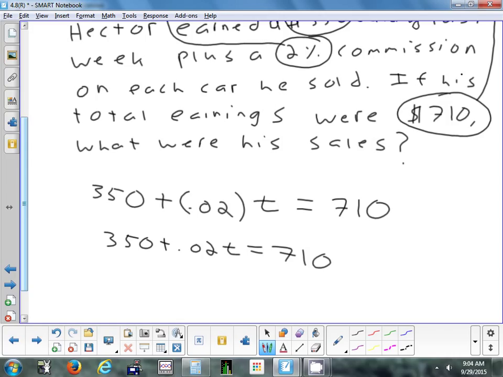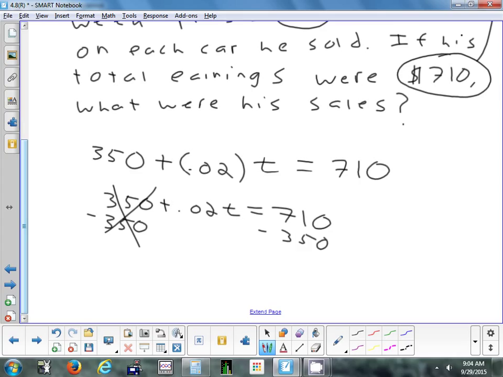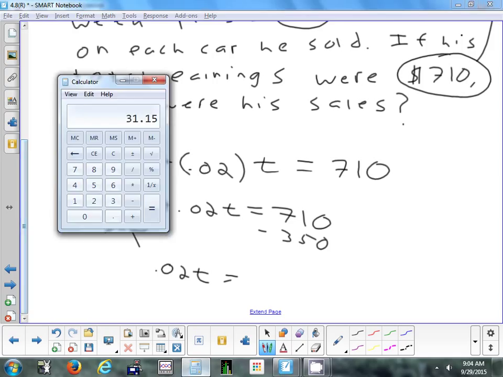I got two steps left to get T by itself, and then I am done. Can anybody give me my first step? Subtract 350. Very good. We have to do our addition and subtraction, so in this case, subtract 350. For now, leave 0.02T right where it is. Now we're going to do 710 minus 350, which gives you 360.